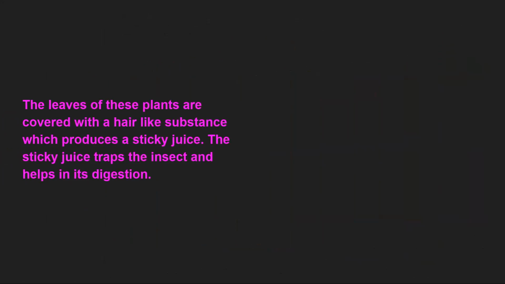Now the next one is, the leaves of these plants are covered with hair. Leaves are covered with very small hair-like substance which produces a sticky juice. Sticky juice is like glue. When animals sit, their legs get captured in it and they can't escape. The sticky juice traps the insects and helps in their digestion.